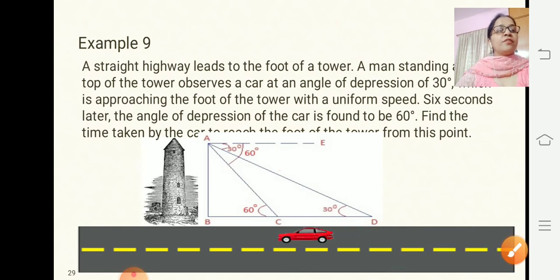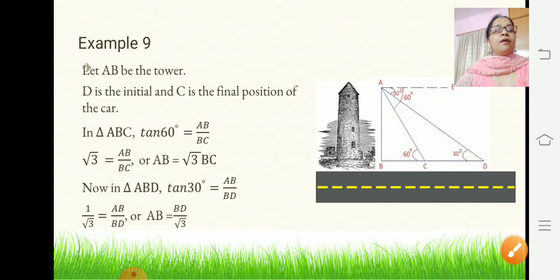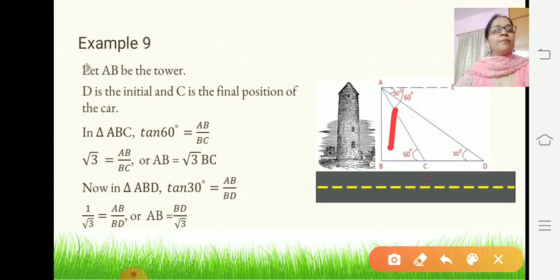So this is the figure. So AB is the tower. D is the initial point and C is the final position of the car. So you can see the car is starting at point D and it is going up to point C. So D is the starting point and C is the final position of the car.